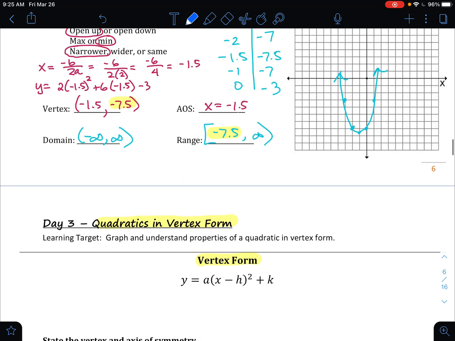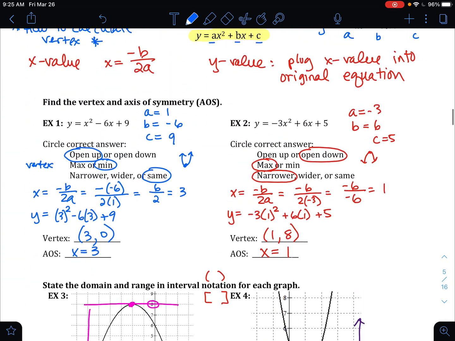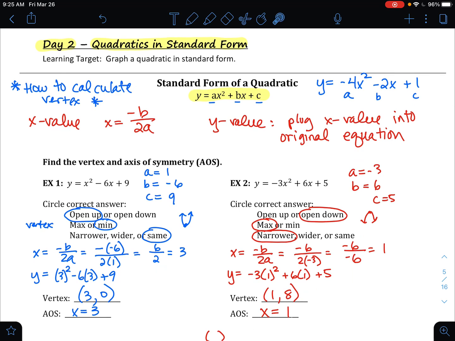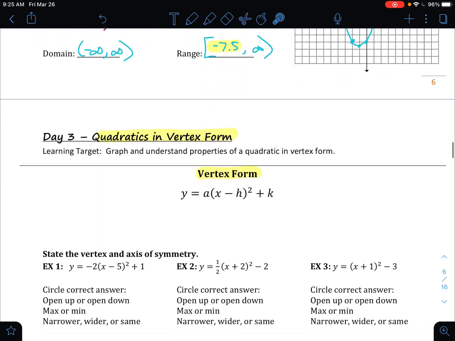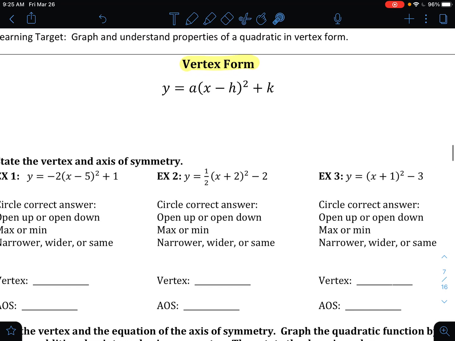So recall from the last lesson, standard form, you had this formula here. You had to figure out the x-coordinate, negative b over 2a. Then you had to plug it in and calculate the y value. Vertex form, the numbers are right in front of you. You just have to recognize it.